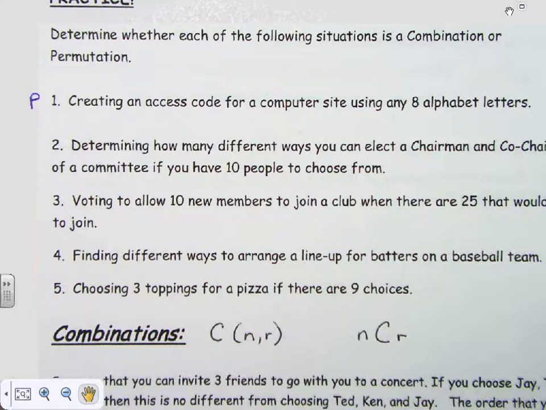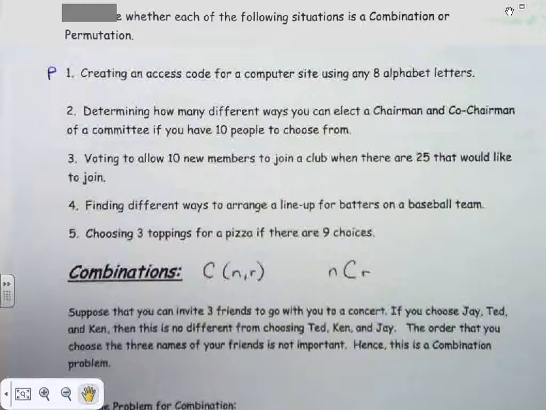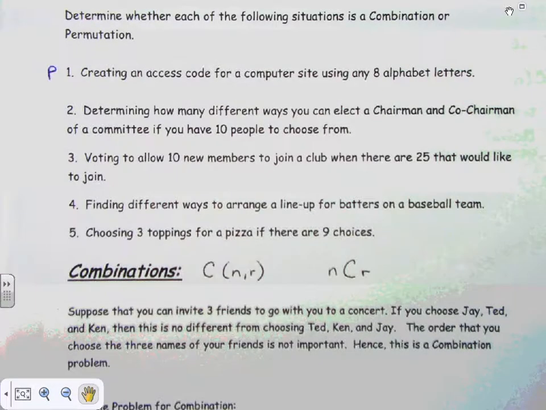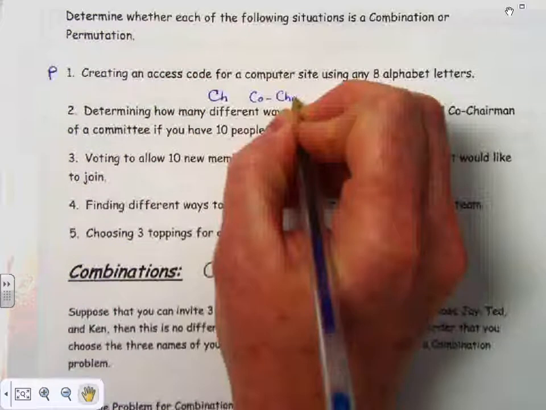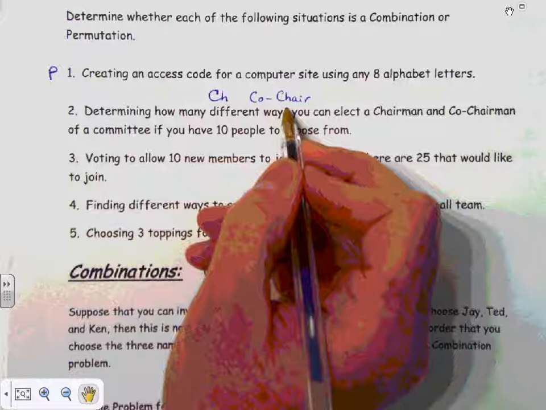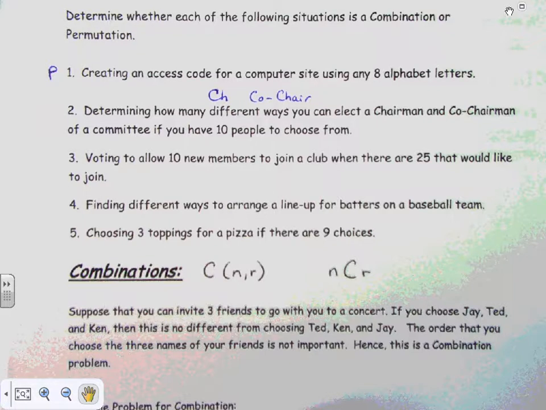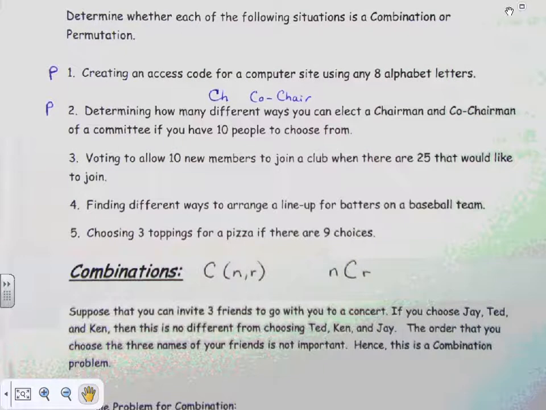What about determining how many different ways you could elect a co-chairman and a chairman on a committee if you have 10 people to choose from? Permutation, because you have the chairman and then you have the co-chairman. Well, once you've picked one, they can't be the other one. There's positioning, and therefore it's particular, okay? So this is also a permutation because the order does matter. You only get to have one chairman and you only get to have one co-chairman.